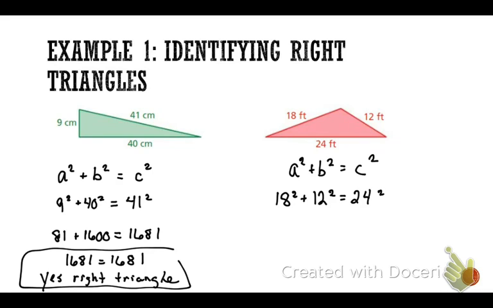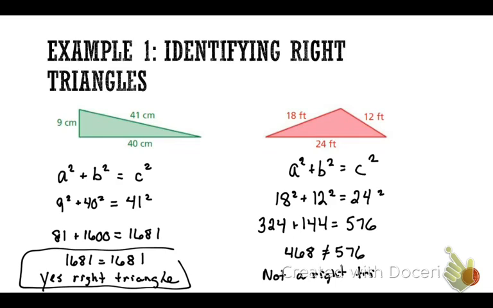All right, so what is 18 squared? 324 plus 144 equals 576. All right, so now I have to simplify the left side. 324 plus 144 equals 468. So draw a line through the equal sign, not a right triangle.